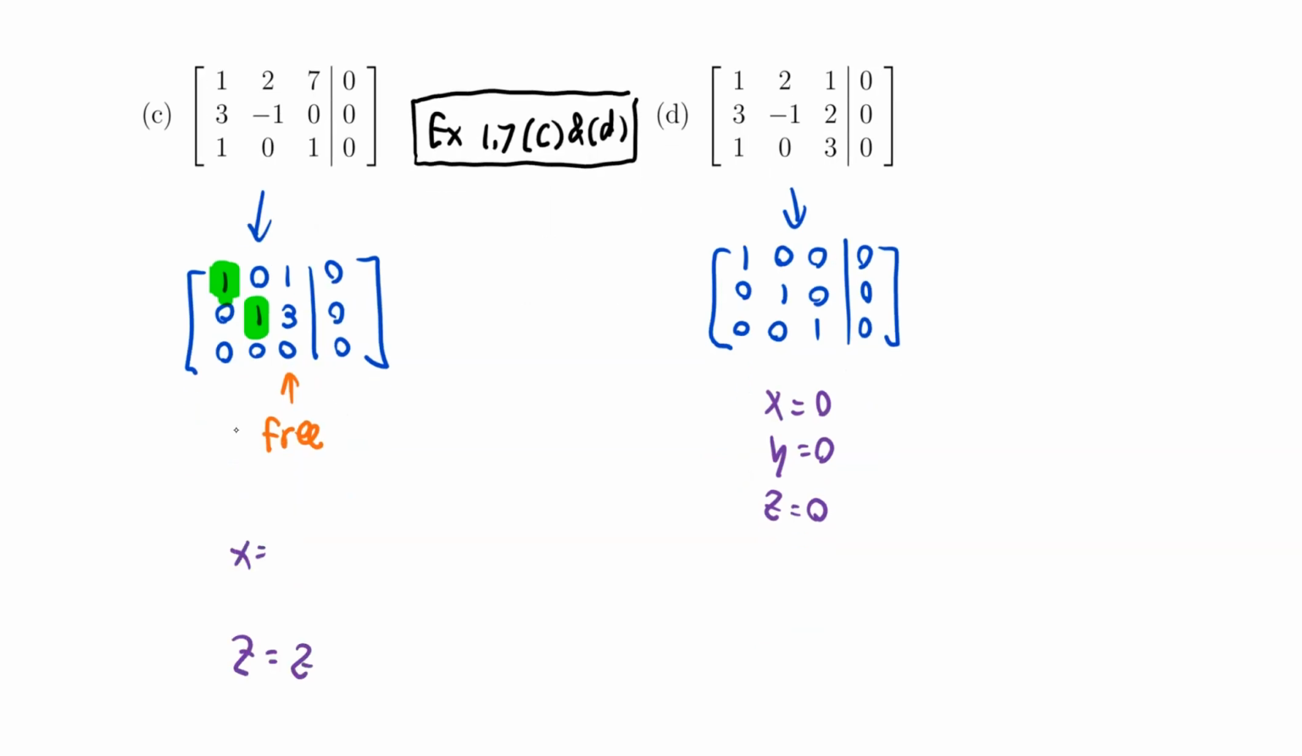And then my x plus z has to equal 0. So x is going to be just minus c. And then y plus 3c is going to equal 0. So my y is going to be just minus 3c here.